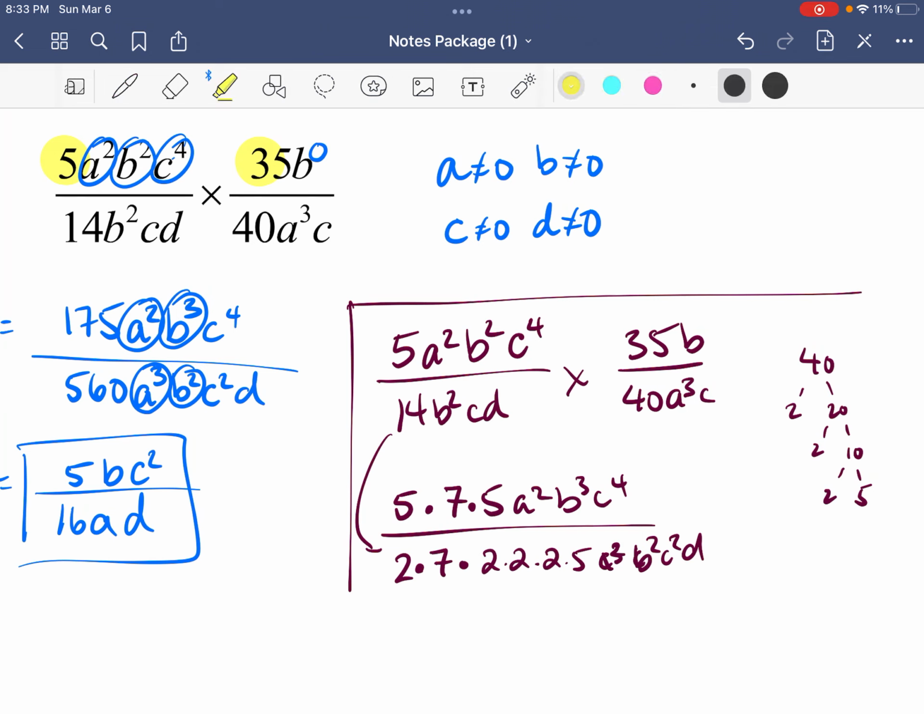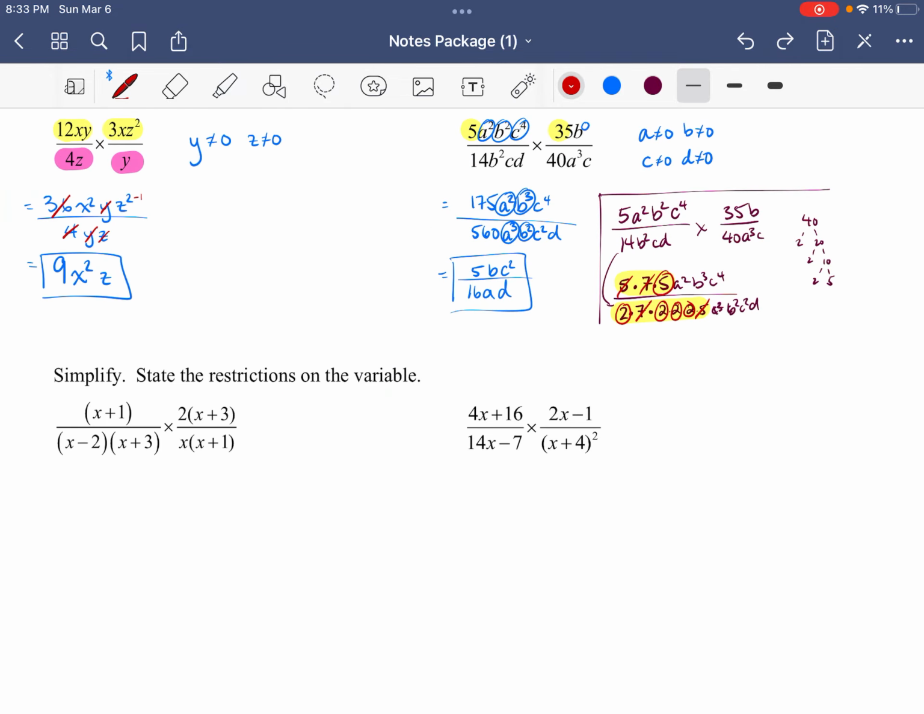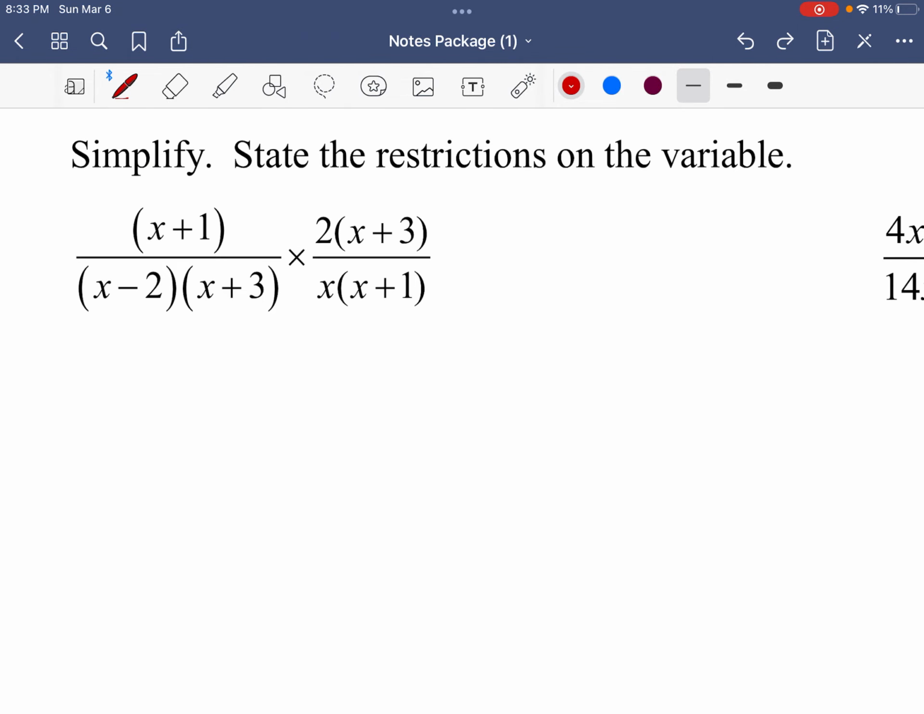All right, so instead of combining these numbers to create one number, like 560 or 175, I'm leaving it almost in prime factor form just to show you something here. And we could simplify this 5 and this 5. We could simplify this 7 and this 7, and I think that's it. So you can see where the 5 comes from, and then 2 times 2 times 2 times 2 gives us the 16. Okay, so you can kind of write it like that and then simplify that way.